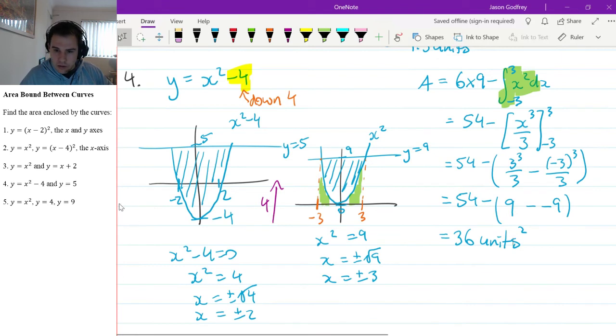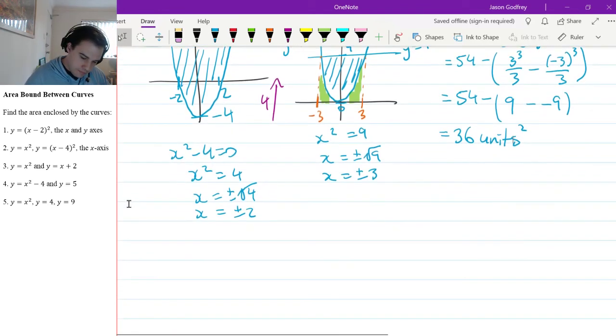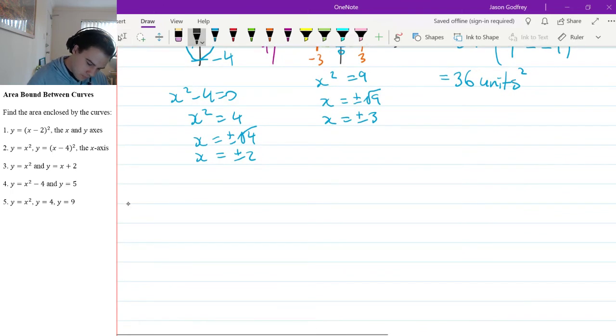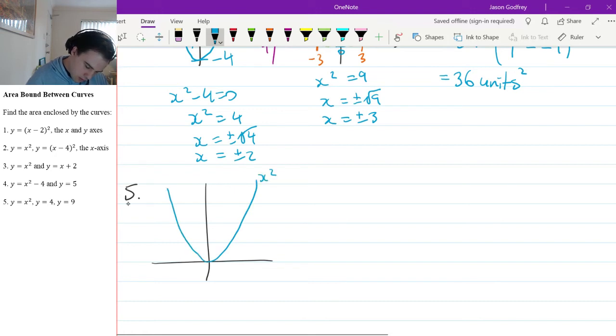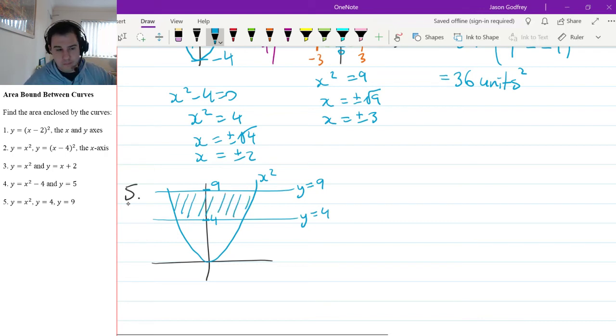Okay, last one: y equals x squared, y equals 4, and y equals 9. Alright, so first thing to always do is draw a diagram. So this is x squared, this is y equals 4, and this is y equals 9, and these create this region in here together.